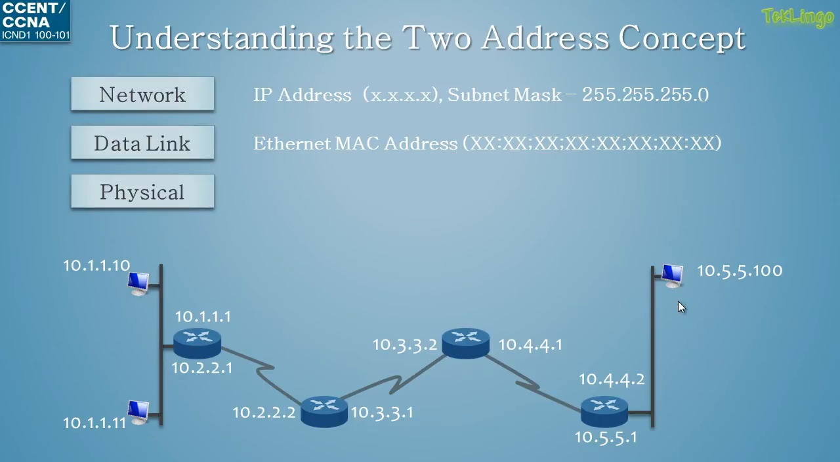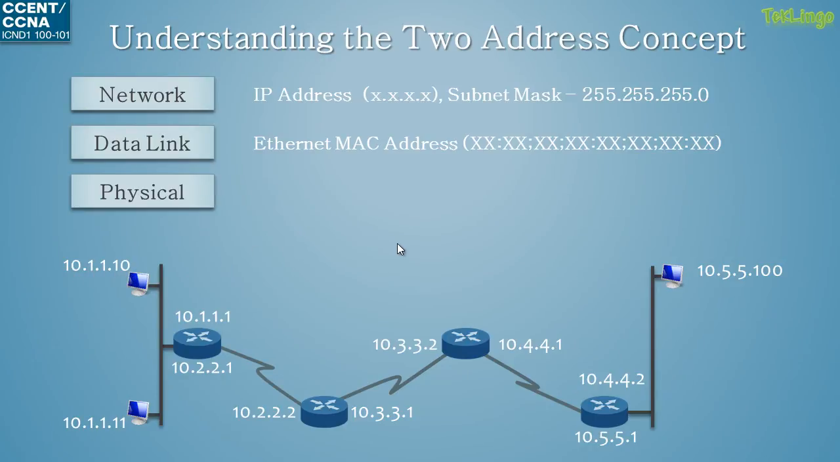So when the computer 10.5.5.100 receives the packet, it will understand that the computer 10.1.1.10 is trying to communicate with it. To reply back, this computer 10.5.5.100 will follow the exact same path in reverse order to communicate with the computer 10.1.1.10.